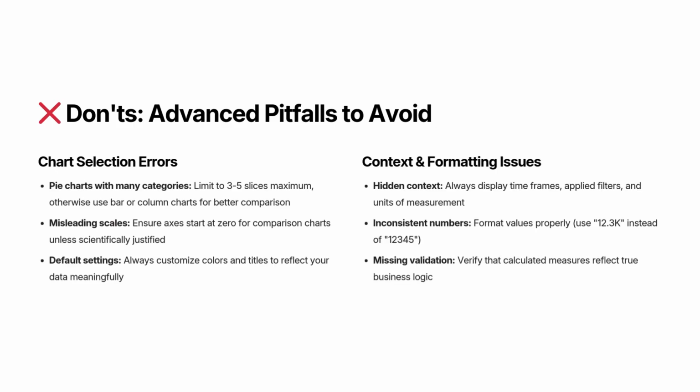For context and formatting issues, always display the necessary context such as time frames, filters applied, and units of measurement. Ensure your numbers are formatted consistently, using styles like 12.3K instead of long raw numbers. And verify that all calculated values are accurate and aligned with the intended business logic. Paying attention to these details helps produce clear, trustworthy, and professional visualizations.